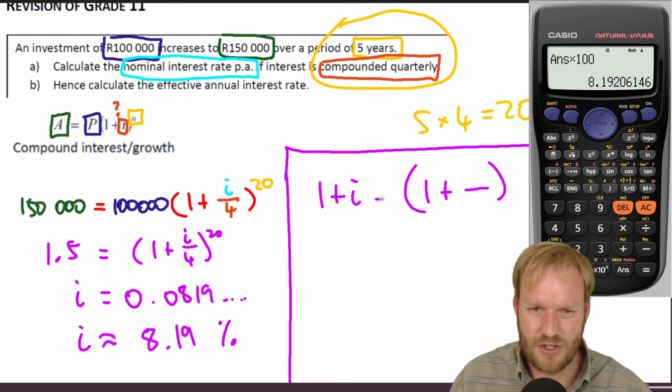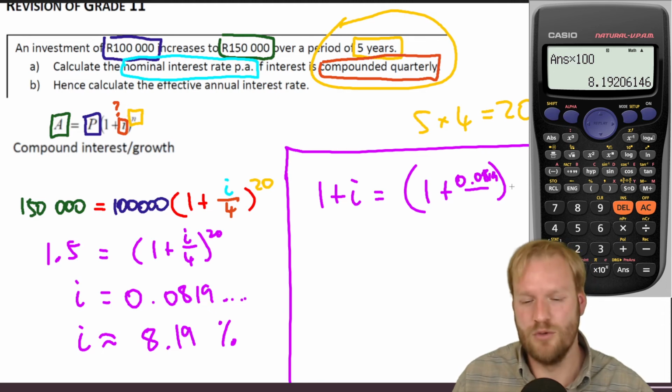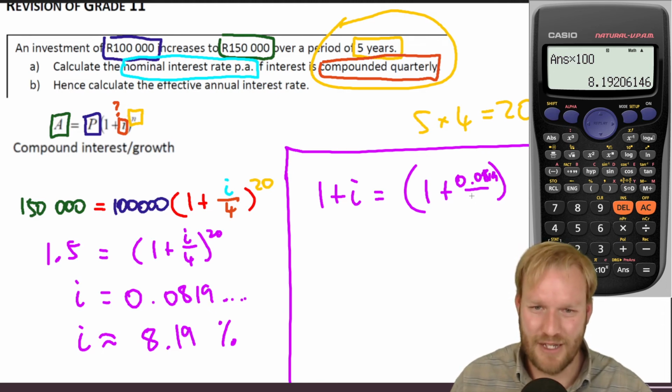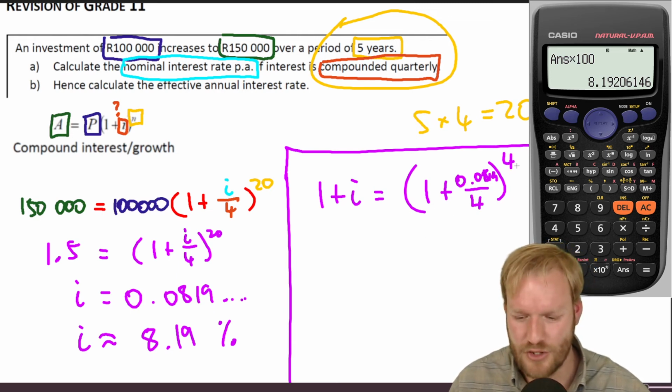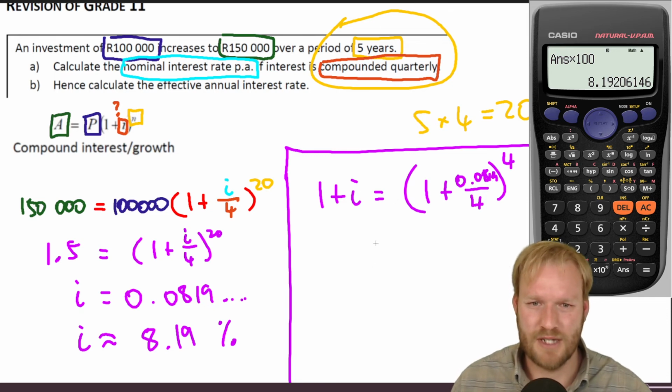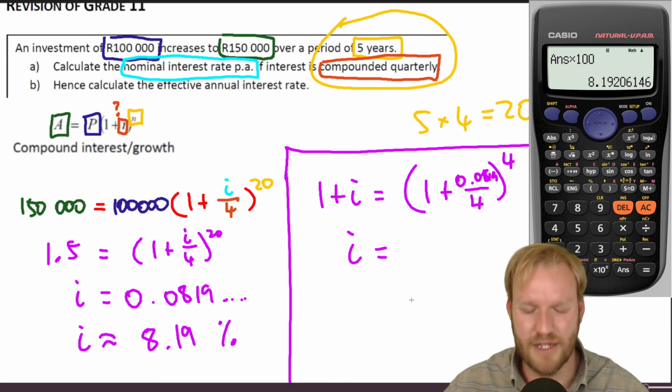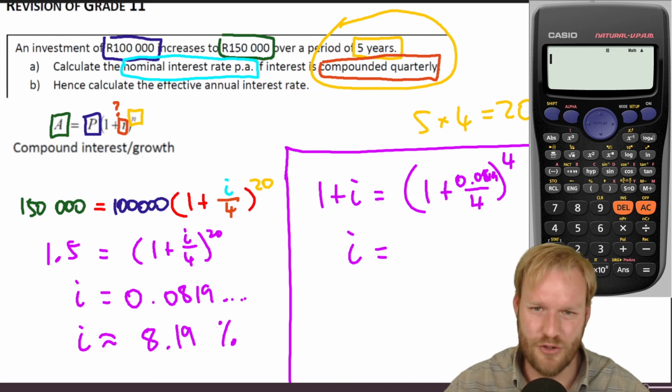i nominal is what we just worked out to be 8,19, or 0,0819. Just squeeze it in. And that was over 4 to the 4. So it's almost like you're going quarterly for a year, which is 4 compounding periods. That's 1 plus i. So if you punch all of that into your calculator and subtract 1, then we're good to go. Now, I always think ideally you use this figure here because of no rounding off, or you can use your rounded off value.